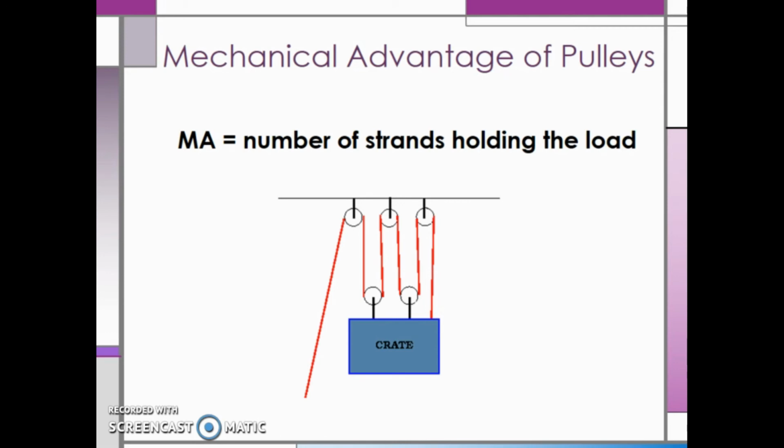Another way to think of a strand is any time the effort force points up or is attached, that counts as a strand. We will go through several examples to explain what I mean by the term strand in the next video.